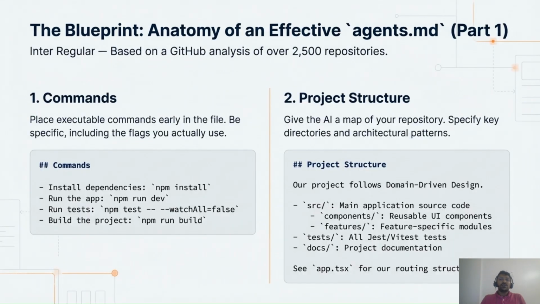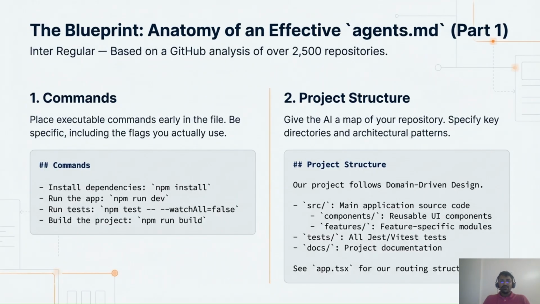Now we'll go through the agents.md blueprint. First is commands. These are the commands to run the project. For a Node project, we have npm install; to run the application, npm run dev, npm run pro, and so on; for running the test cases, npm test; and for building the project, npm run build. These are the commands, and we can add any other commands required for the project.